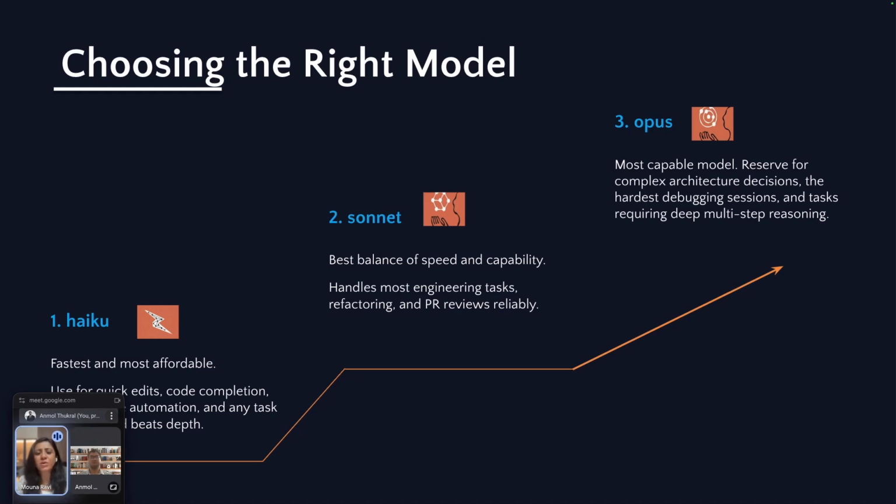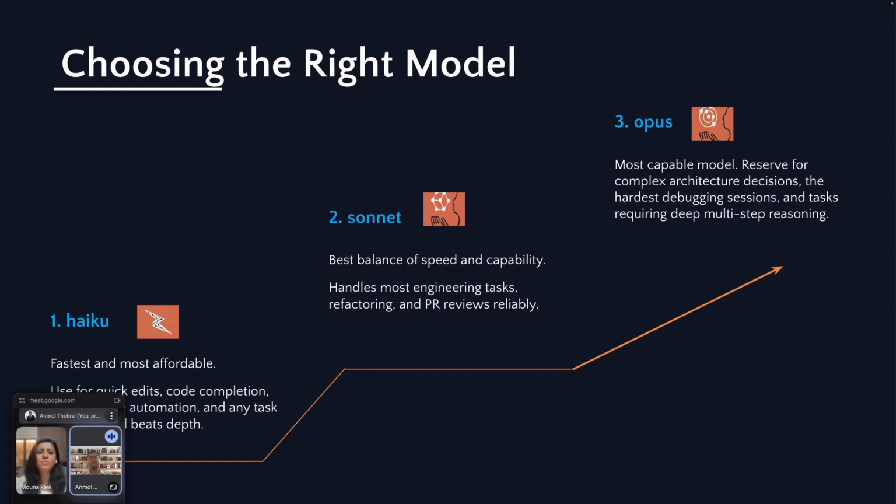And the next one is Sonnet. It is the everyday workhorse. It's the default for Pro. And honestly, it's what you should be using for probably 90% of your tasks. Writing features, debugging, code review, writing tests. It's the best balance of quality and cost.